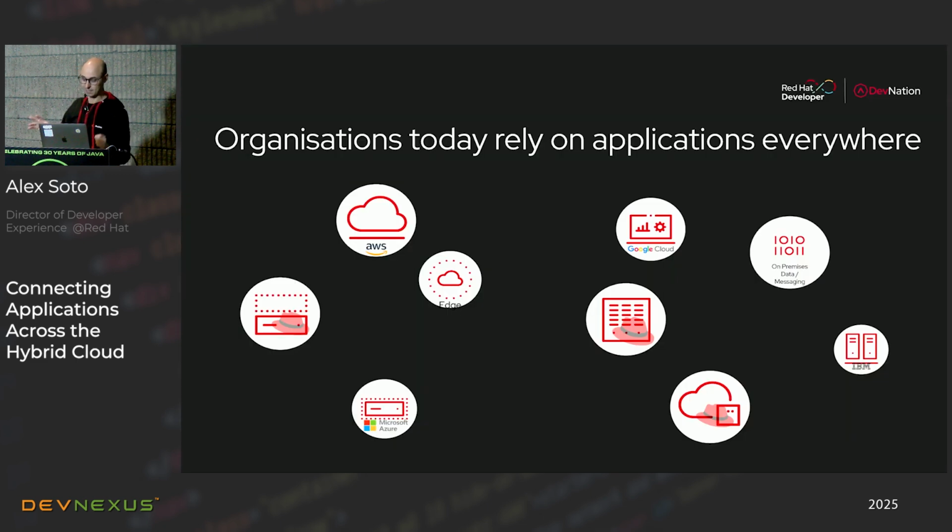Nowadays, organizations rely on applications that are probably deployed everywhere. Maybe you've got some applications in Amazon, others on-prem, others on Google Cloud because you want to use some great feature of Google. Maybe you also have some edge computing elements running, for example, with RHEL, and maybe some old applications running on IBM racks or something like that.